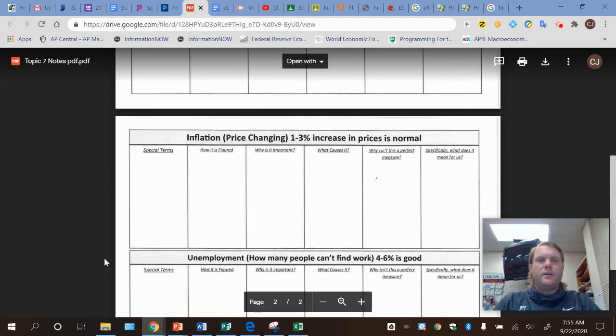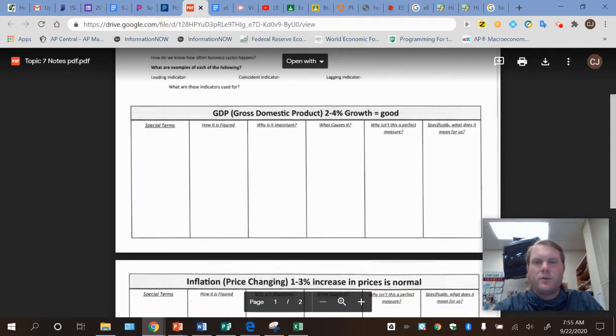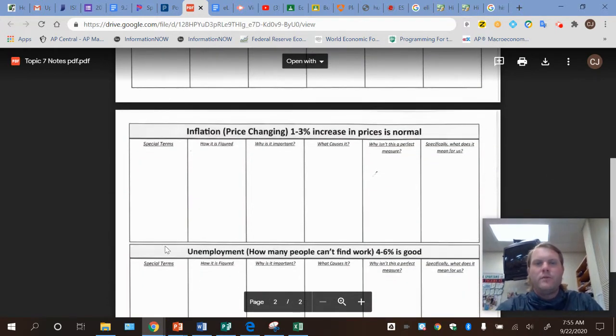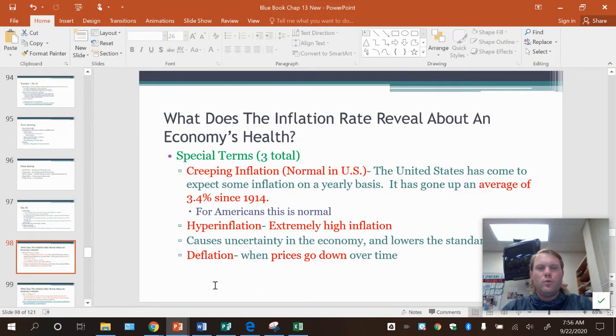Hey guys, we're here with day 30, and make sure you have these notes out. We would have started those yesterday, and we're moving on to inflation. Just as a reminder, when you see green, that's telling you where to write stuff.